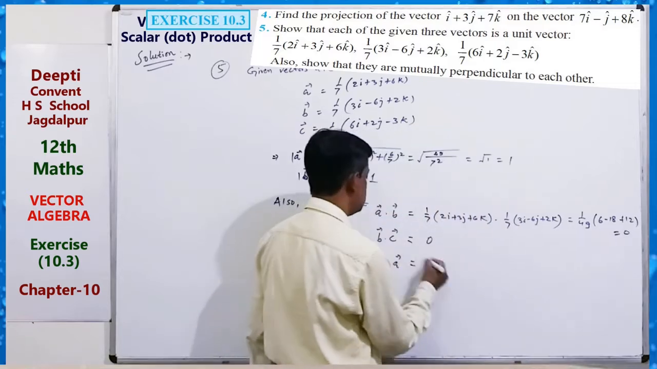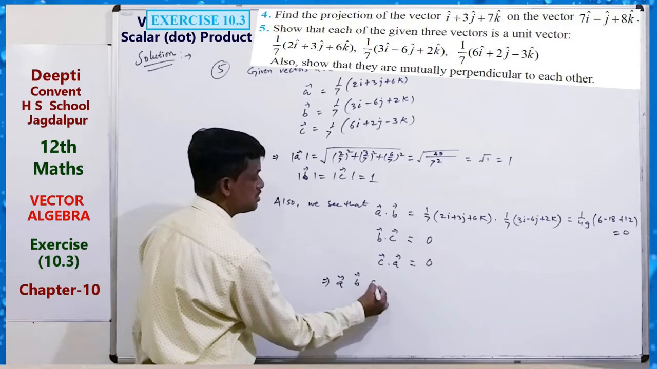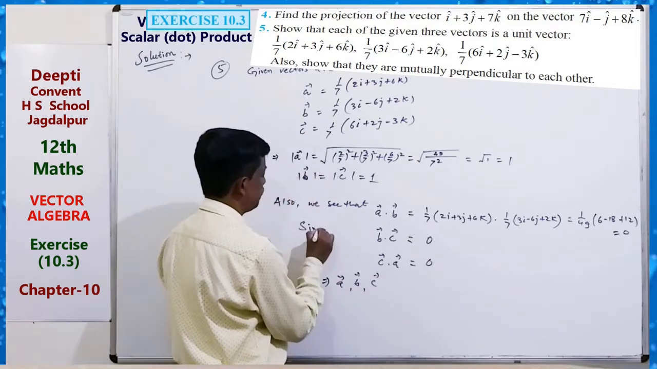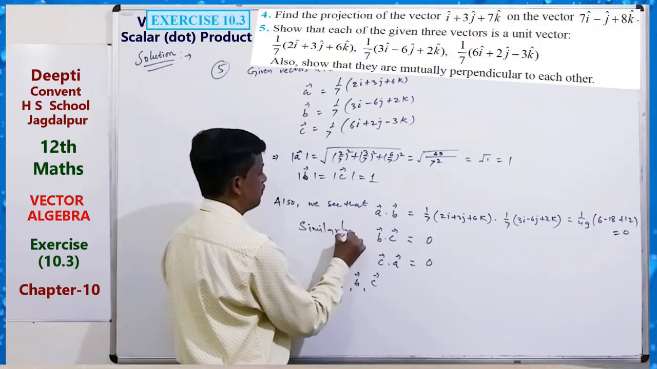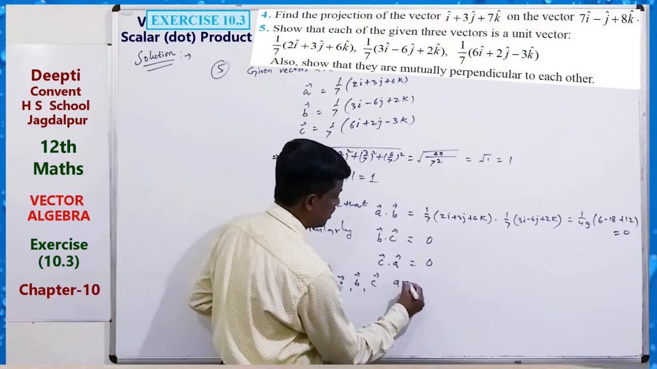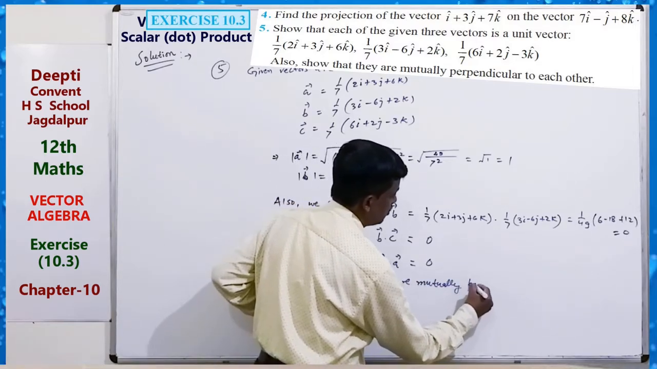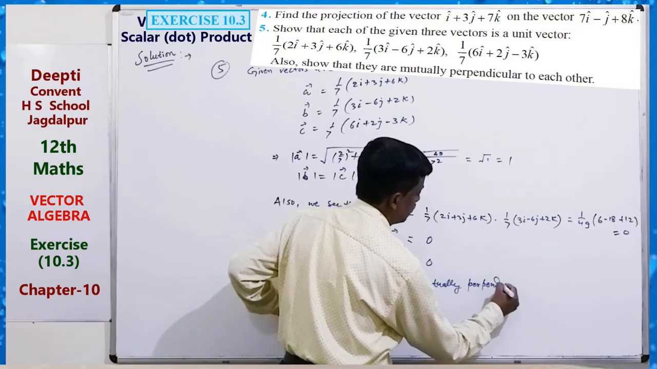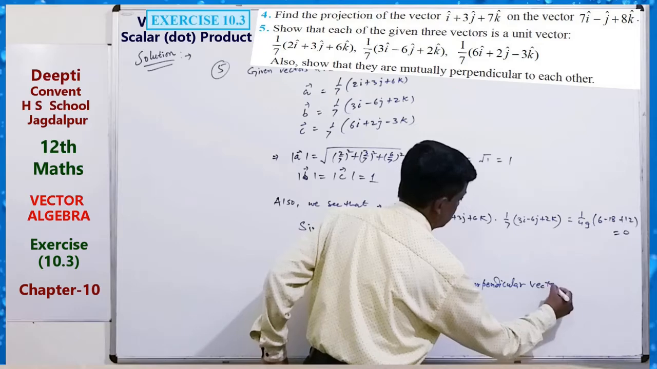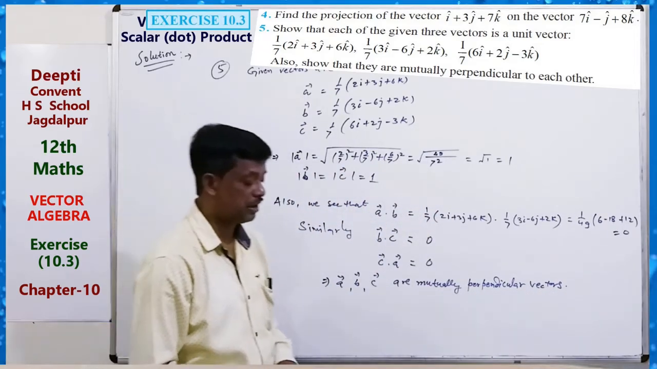Similarly, this is 0 and this is 0, so we can show that A, B, C are mutually perpendicular vectors. Very, very important question, so note down this question 5.